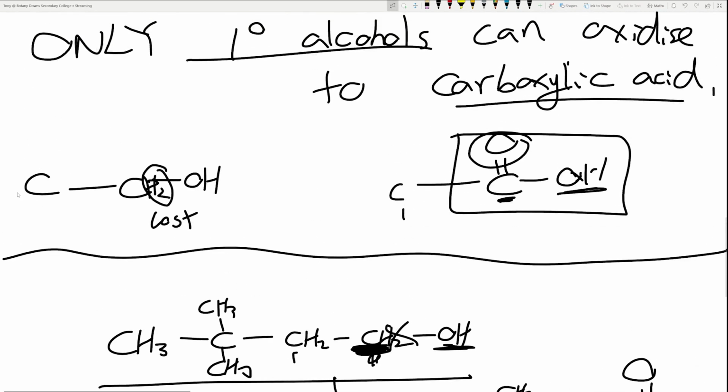So only primary alcohol can do this because of the structure of COOH. It doesn't mean that secondary alcohol can't be oxidized. It can be oxidized, they just don't make a carboxylic acid. It has to be a primary alcohol in order for that to happen.